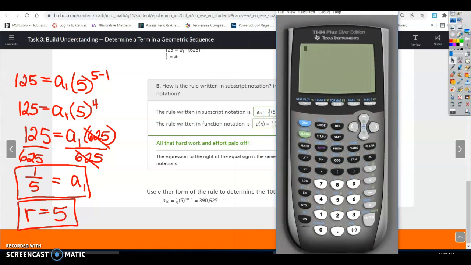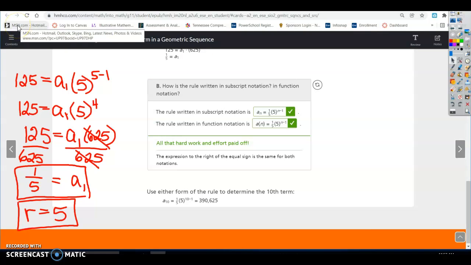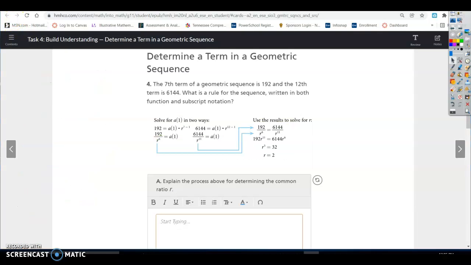All right, so if I use my calculator here and I do 1/5 times 5 raised to the 9th power, it gives me the answer here. So it will do order of operations for you. All right, that is all for task 3. If you have any questions, let me know.